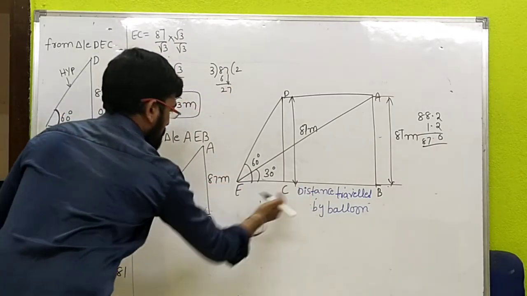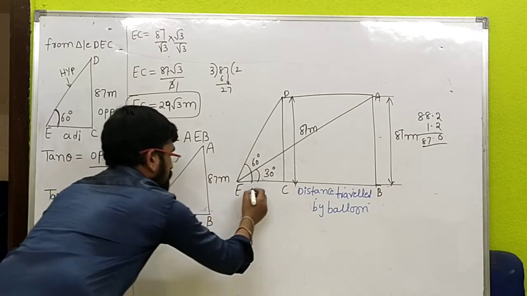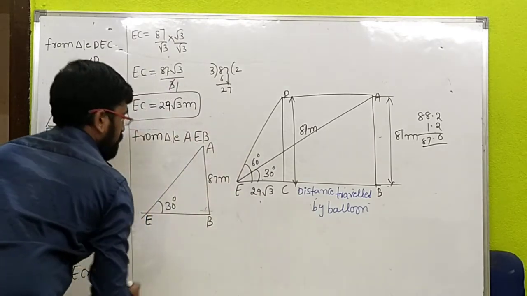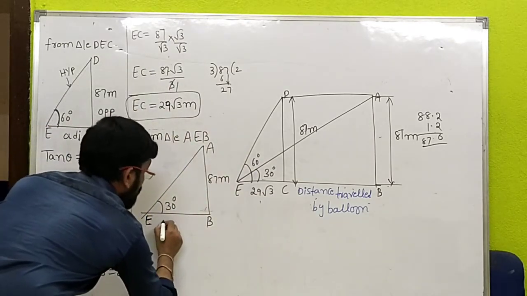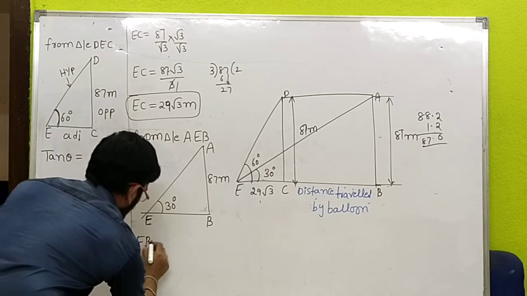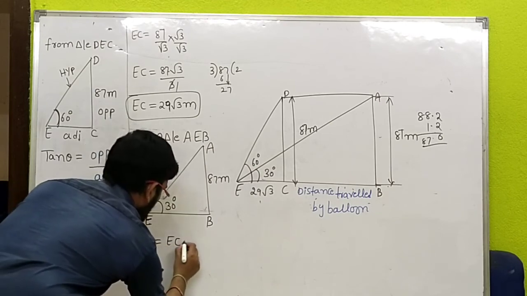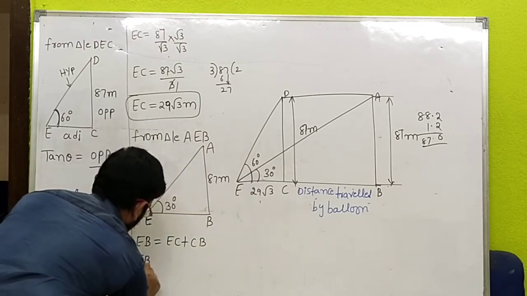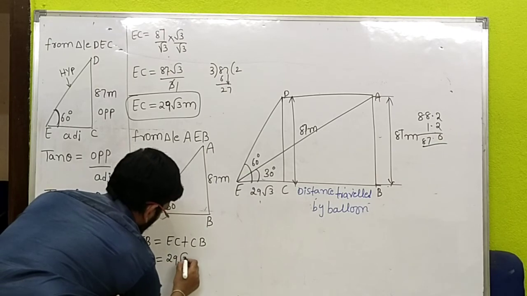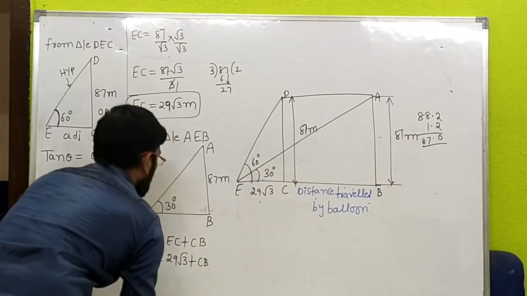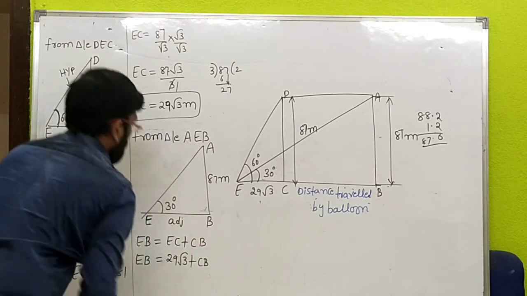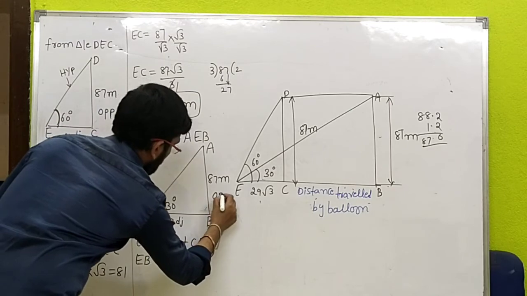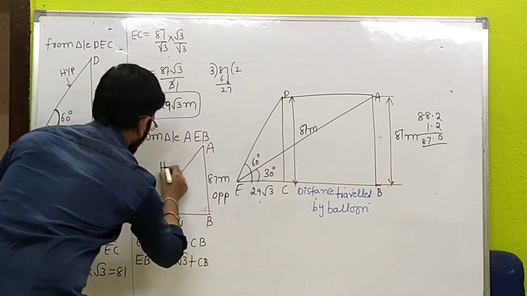And EB means this. What is this? EC is 27 root 3, and we don't know this distance, so that is EB. We can write EB equals EC plus CB, that is 27 root 3 plus CB. We are taking the adjacent here because it is with respect to theta at E. Here this is the opposite side, and this is the hypotenuse side.